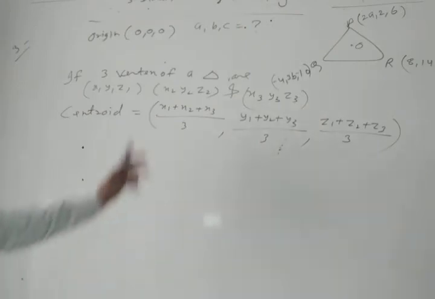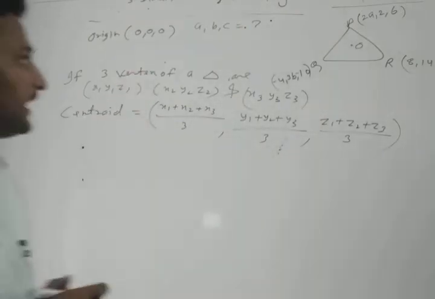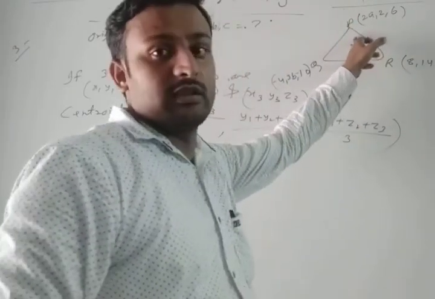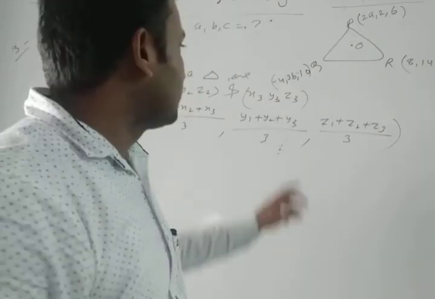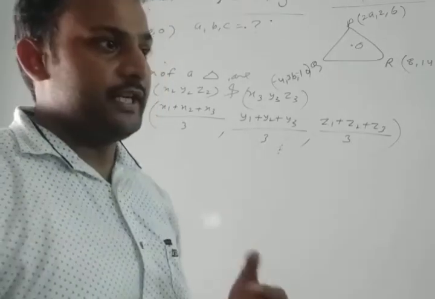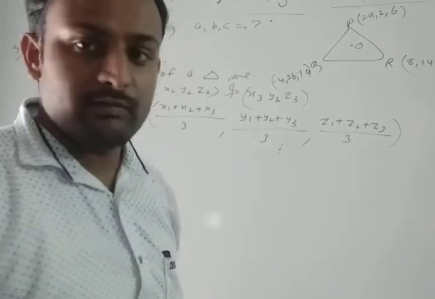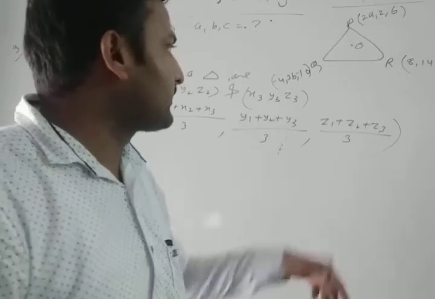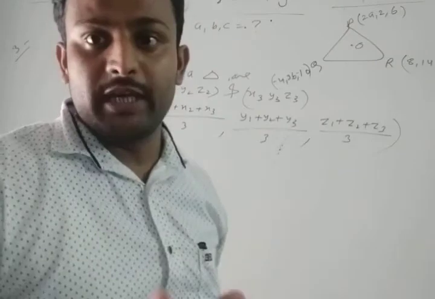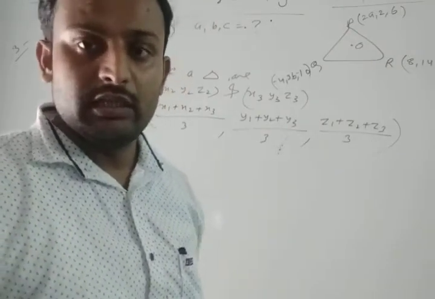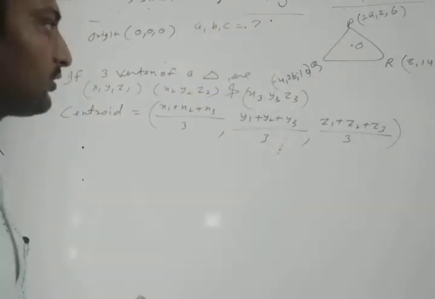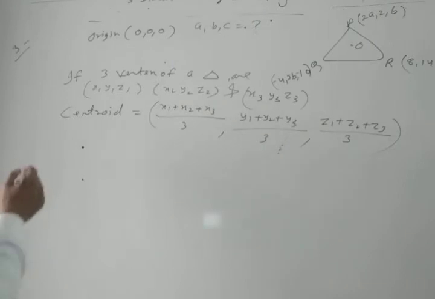So in this question we have to say that the centroid of this triangle PQR is the origin. Means first we will find the coordinate of the centroid of the triangle. And this coordinate is the coordinate of origin. So after finding the coordinate of the centroid of triangle PQR, we will compare it with the coordinate of origin. Then we will get our required A, B, C. So first we will find the centroid of the triangle.